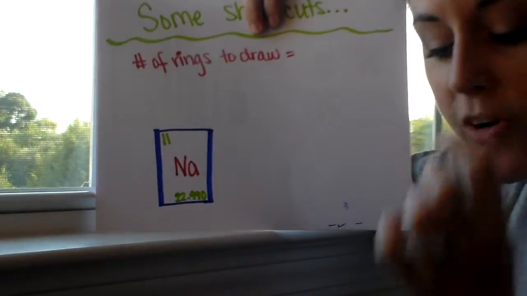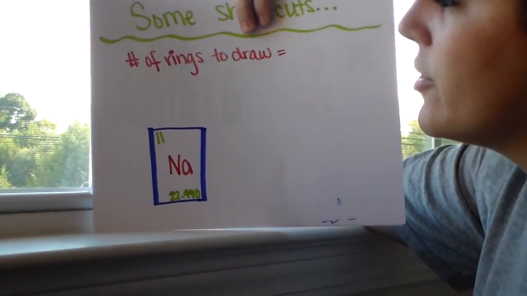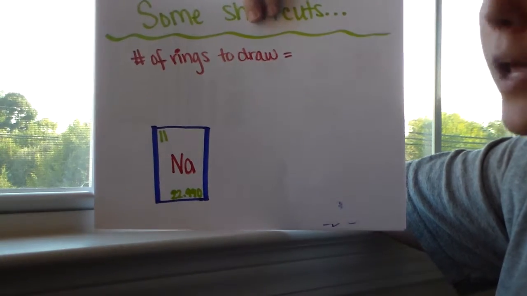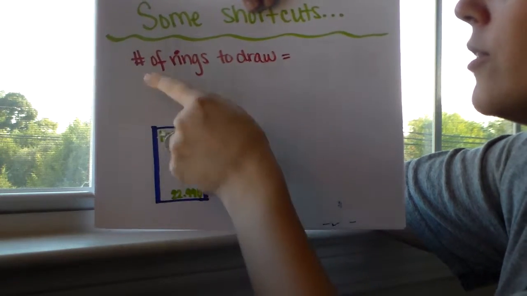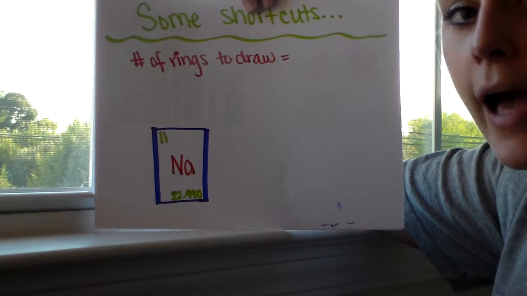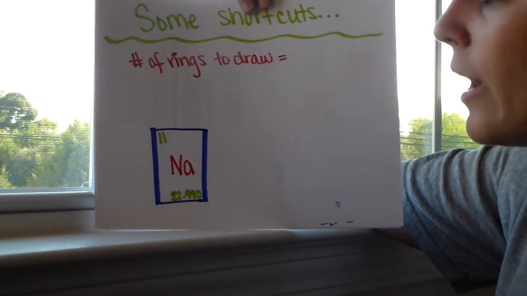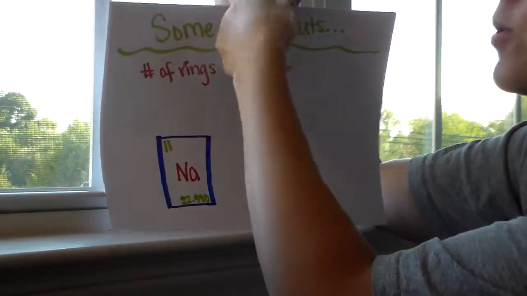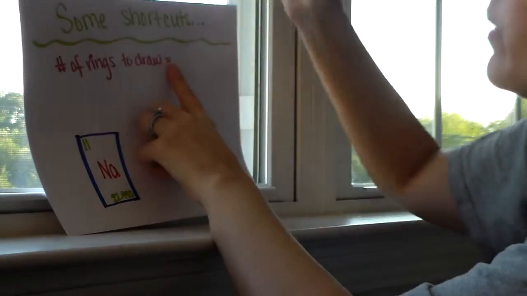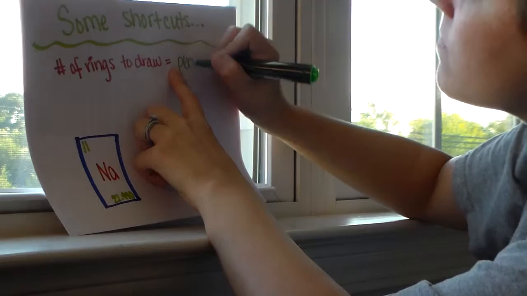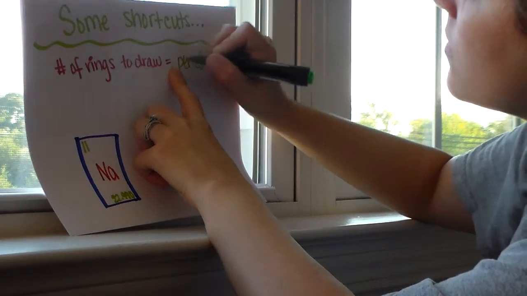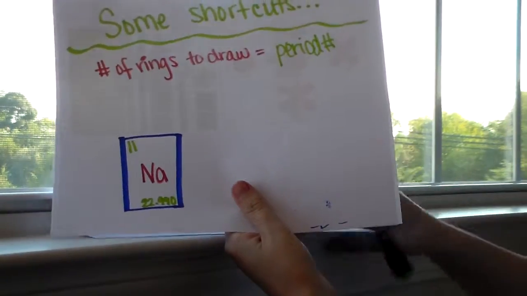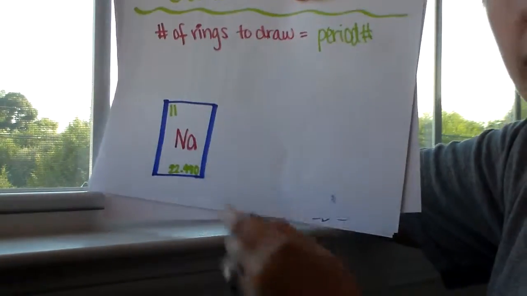Okay, now that you made it this far, I have some shortcuts to show you that'll make your life a little bit easier. The first shortcut I want to show you is there's an easier way of identifying how many rings are in an element or in an atom. So the number of rings is directly equal to the period number on the periodic table. And your period number is a row. So if you're looking at your periodic table, what's going across?